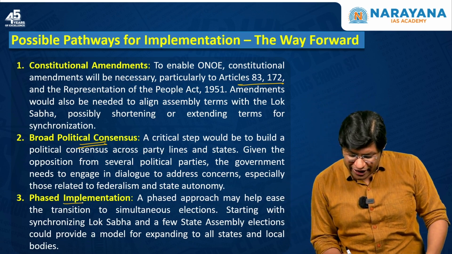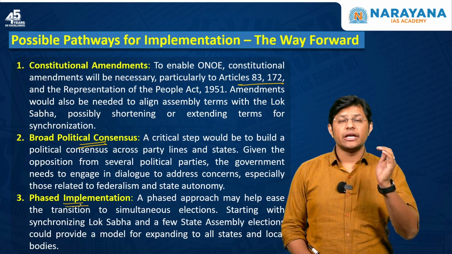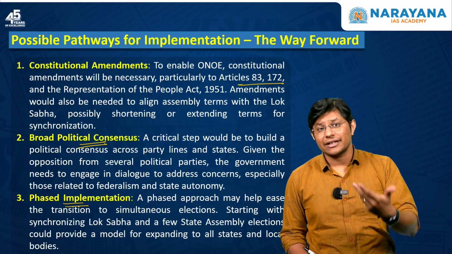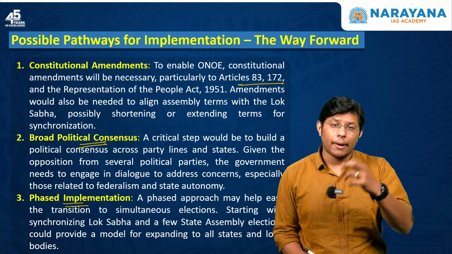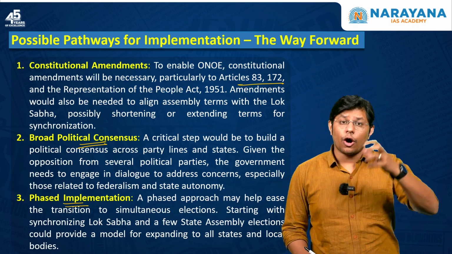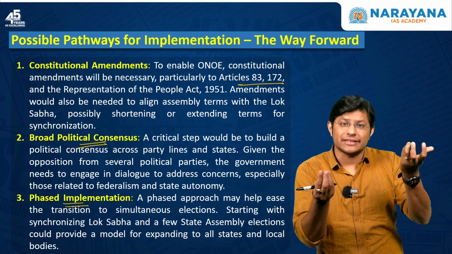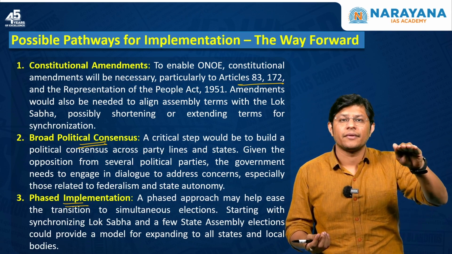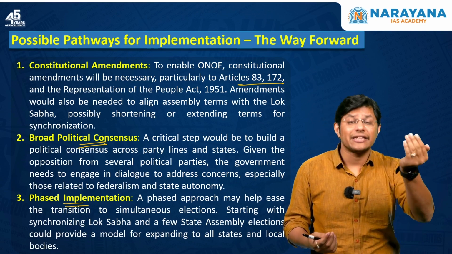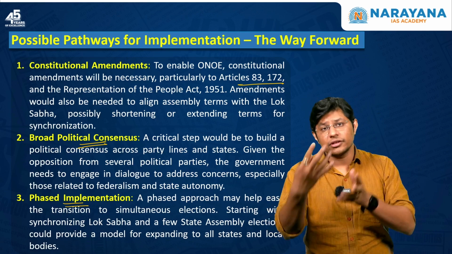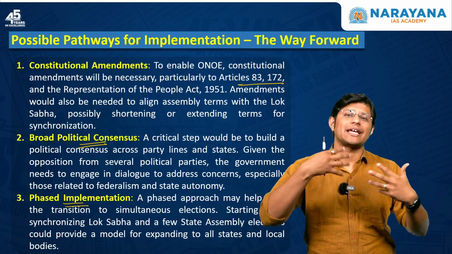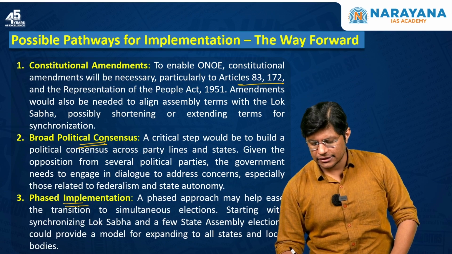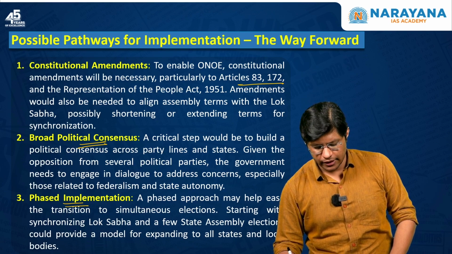Third is phase implementation. Now what we can do is, we can start by implementing or bringing into effect simultaneous election by having the elections of Lok Sabha and a few states, not all the states, at the same time, right? Check the results, check the outcome, and based on that you can further decide if there has to be simultaneous election, which means we can start on a pilot basis, right?